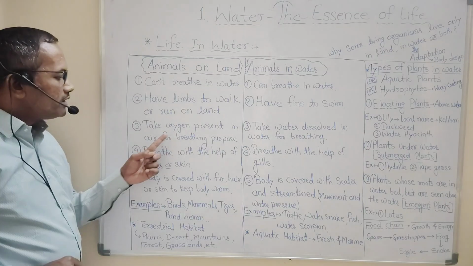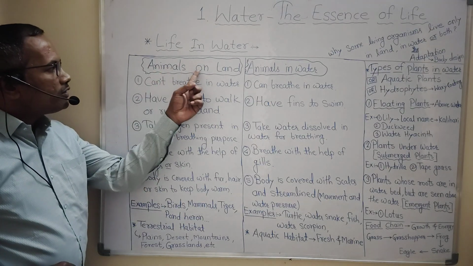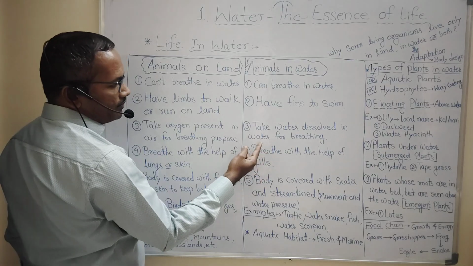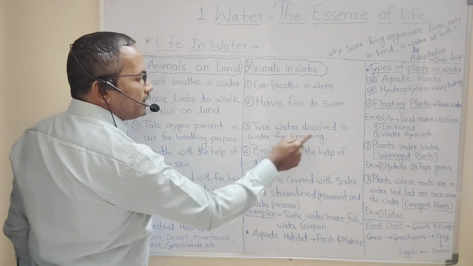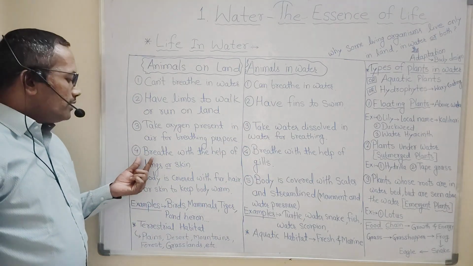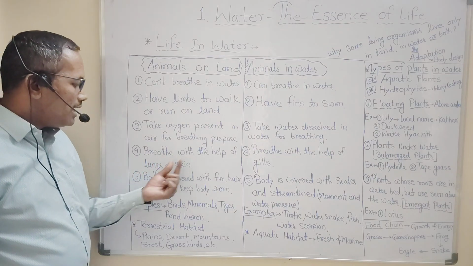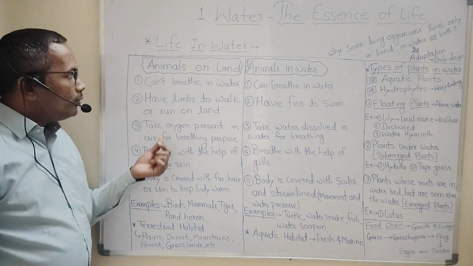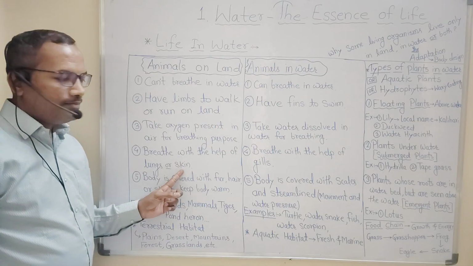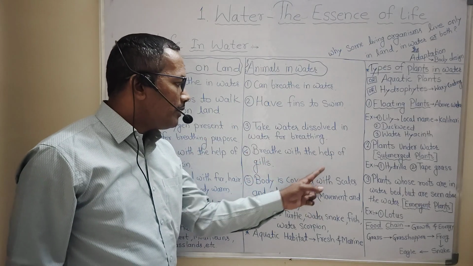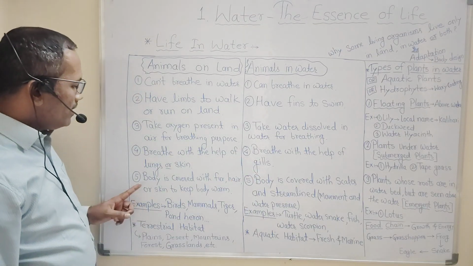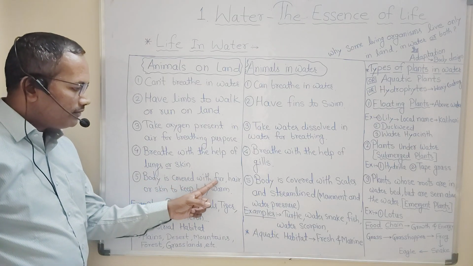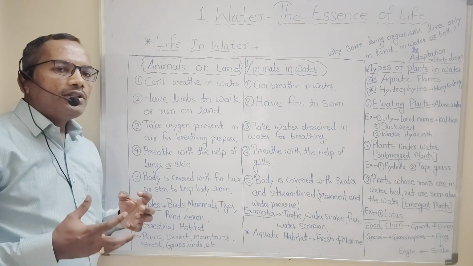The third difference is they take oxygen present in air. Animals on land take oxygen present in air for breathing purpose. But the animals who live in water take oxygen which is dissolved in water for breathing purpose. The fourth difference is the animal who live on land breathe with the help of lungs or skin. Means the organ used for breathing in animals who live on land is lungs or skin. Whereas animals who live in water breathe with the help of a special organ called gills. The last difference of animals on land is the body is covered with fur, hair or skin which keep their body warm.